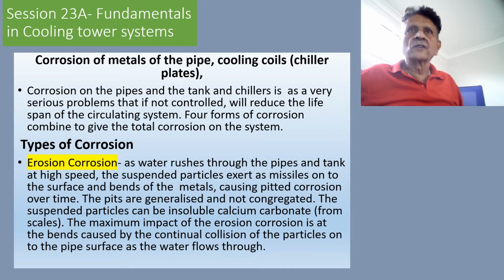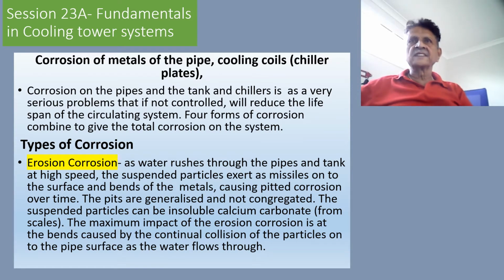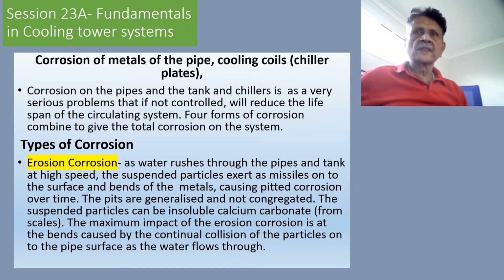One type of corrosion is called erosion corrosion. You all will realize that water rushes through the pipes at very high speeds. The suspended particles that are in the water act as missiles, which hit the surfaces and bends of the metals, causing pitted corrosion over time. The pits are generalized and not congregated.